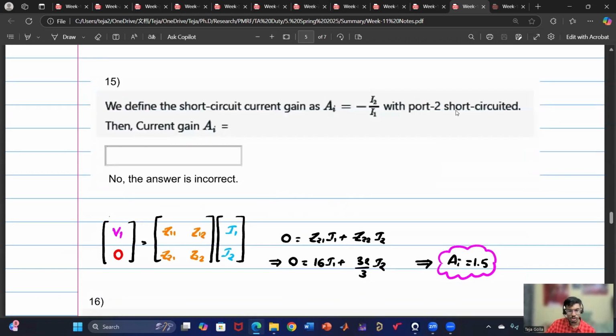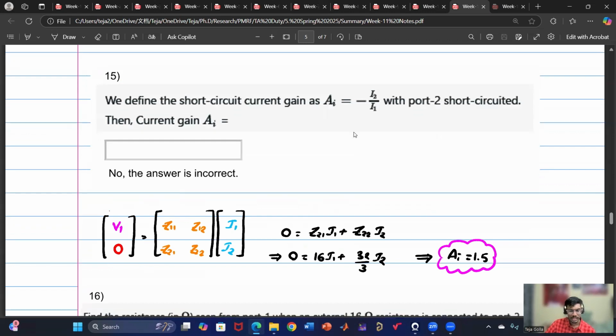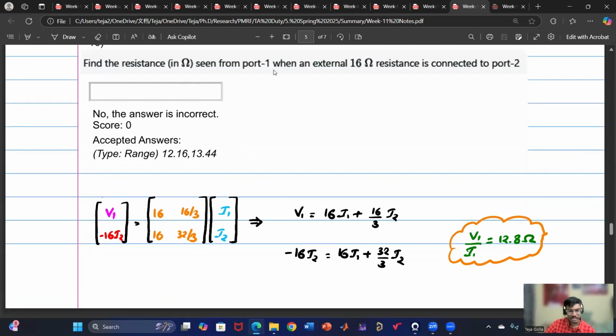Here they are saying port 2 is short circuited, which means V2 is 0. So I have substituted V2 equal to 0. Then I have calculated minus I2 by I1. Then the resistance seen from port 1 when 16 ohm is connected. If 16 ohm is connected there, V2 is minus 16 I2. So I have to solve for V1 by I1. So I have solved for V1 by I1. I could again solve the circuit again, but that is basically waste of time.